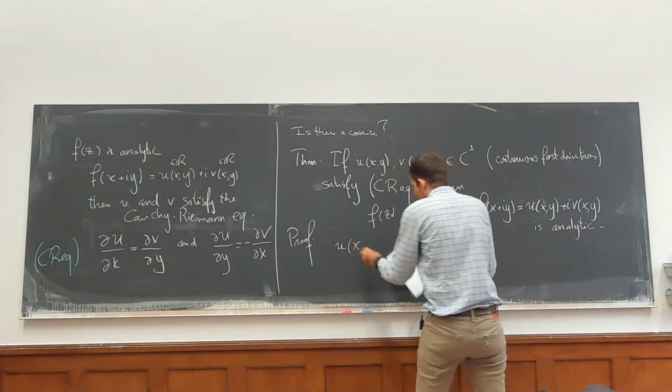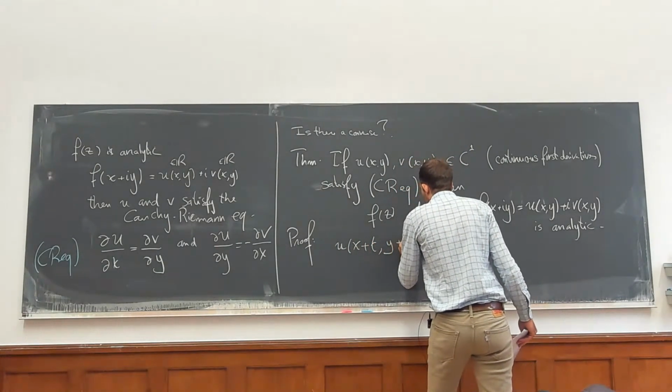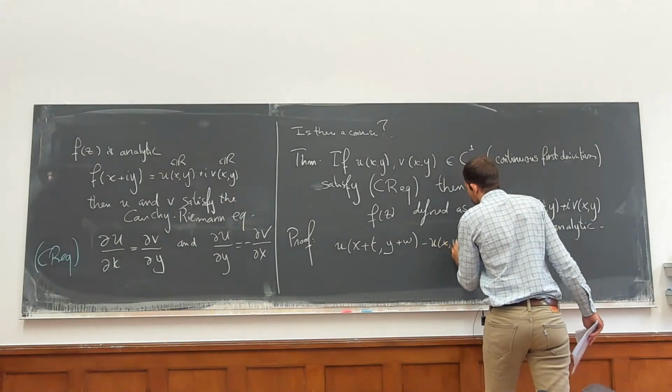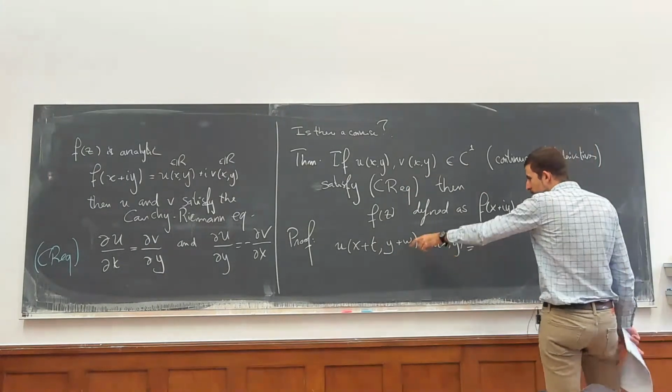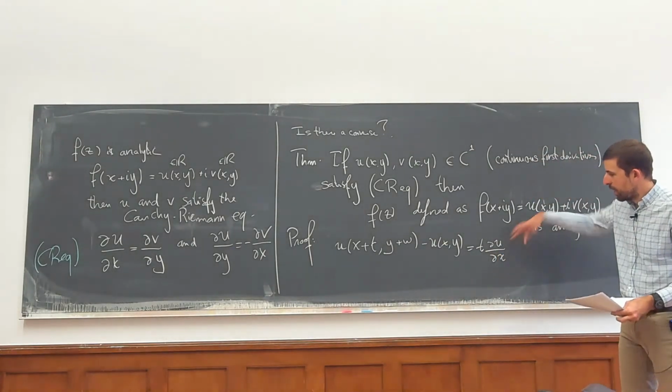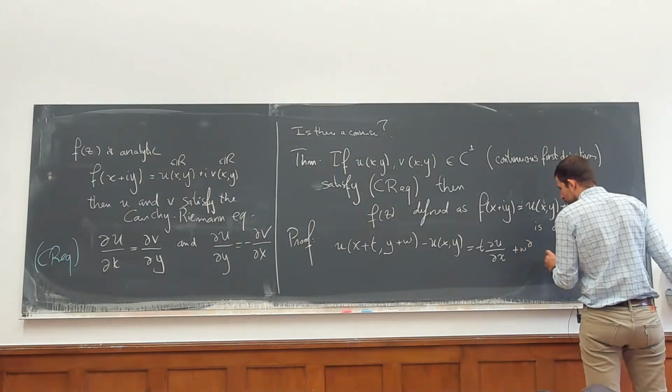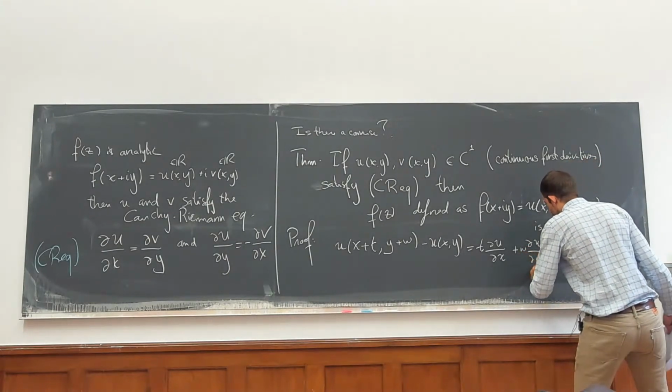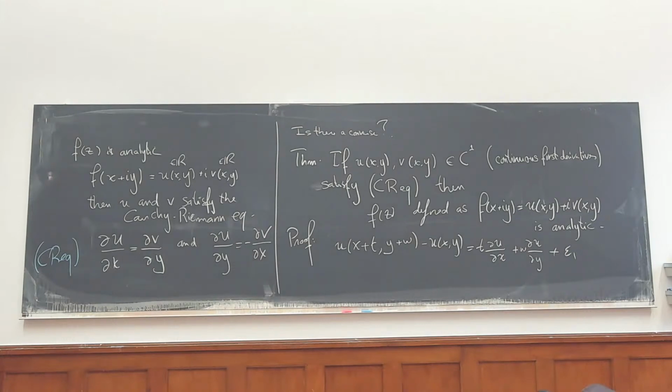Try to be as consistent as possible with the notation. Because u has derivatives, we have that this difference is basically t times the derivative of u with respect to x, and of course it's at the point x, y, but I won't keep writing that, otherwise it's just too much, plus w times the derivative of u with respect to y, plus some error. And the point is that this error goes to 0 faster than t and w. In particular, as t and w go to 0, this error goes to 0 too.